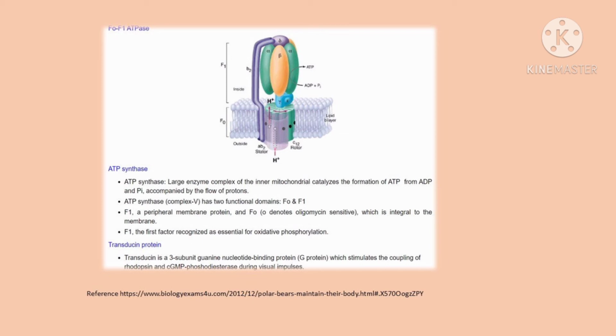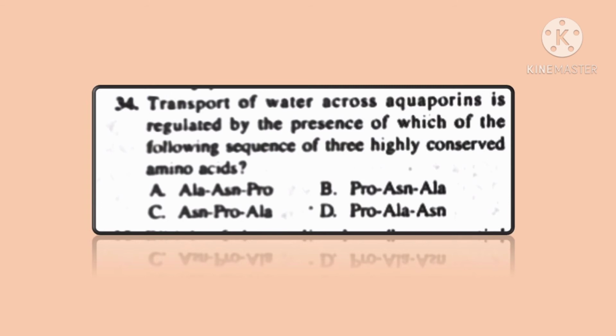Okay, let's move on to the next question. Transport of water across aquaporin is regulated by the presence of which of the following sequences of 3 highly conserved amino acids? Option A, alanine, asparagine, proline. Option B, proline, asparagine, alanine. Option C, asparagine, proline, alanine. And option D, proline, alanine, asparagine. So we know the 3 amino acids are asparagine, proline and alanine. We have to find the correct order from the options. So the correct order is option C, asparagine, proline and alanine.